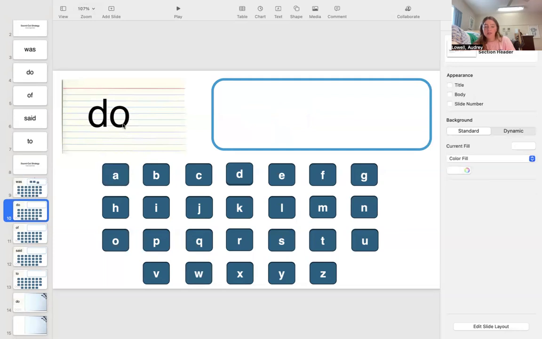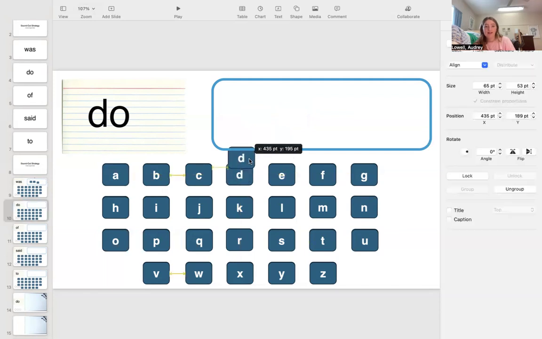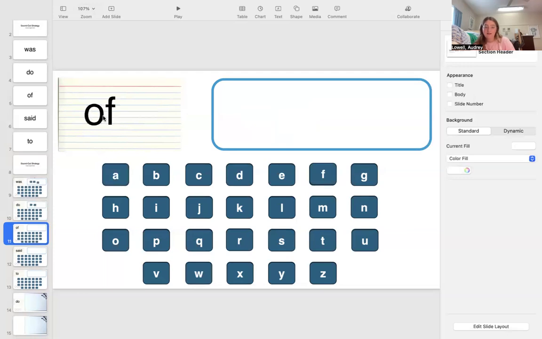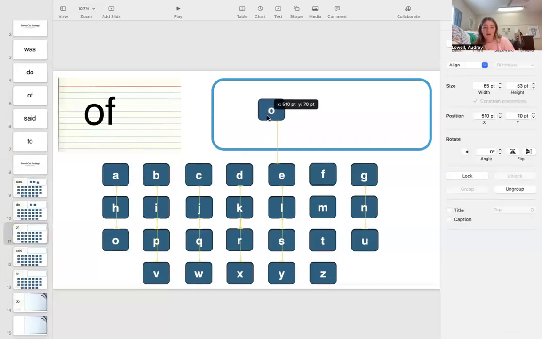Next is the word do. How do you spell the word do? D-O. Awesome. Now we're going to get the letters. Do. D-O. Do. Great. Next is the word of. How do you spell the word of? O-F. Yes, of. O-F.